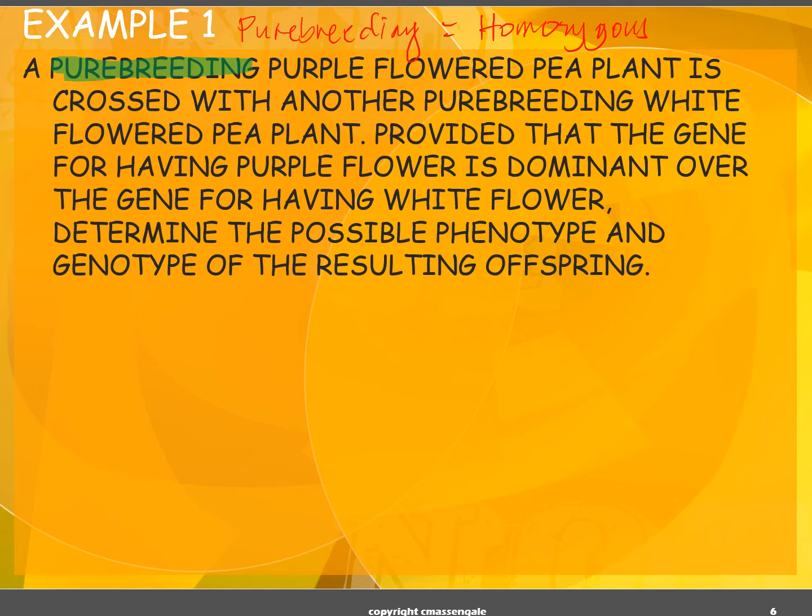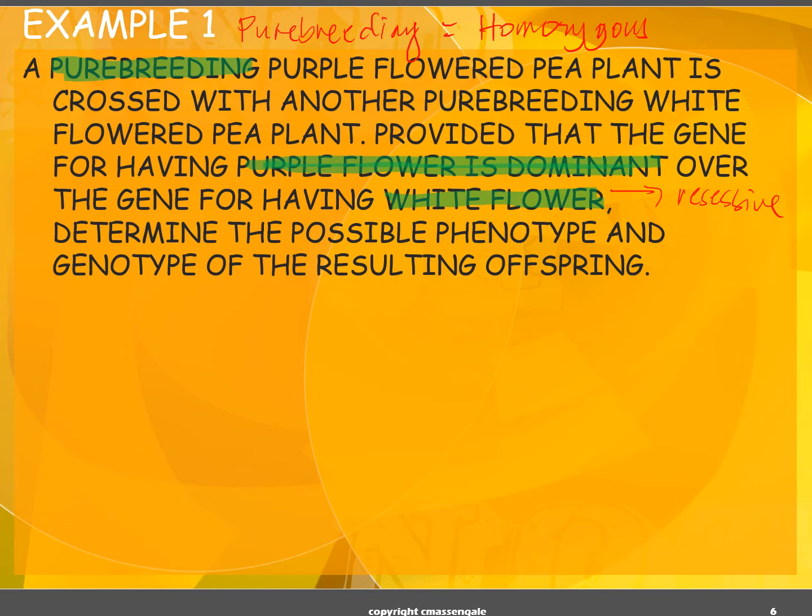A pure breeding purple flowered pea plant is crossed with another pure breeding white flowered pea plant, provided that the gene for having purple flower is dominant. Let's highlight that, an important piece of information: purple flower is dominant. So the dominant trait is purple, and white flower here, class, is our recessive trait. Now, determine the possible phenotypes and genotypes of the resulting offspring.